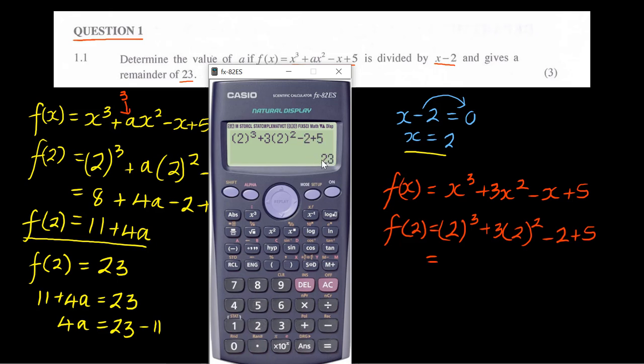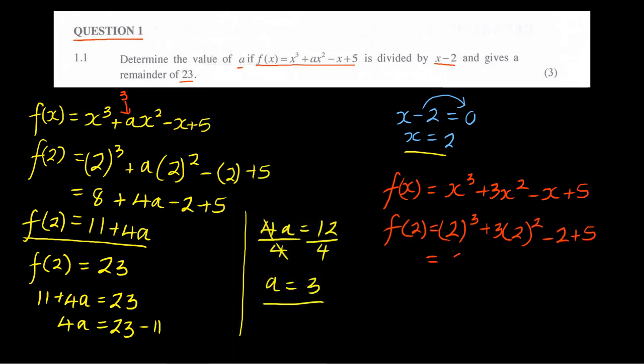I'm getting my 23. Remember, they told us that the remainder is 23. So I'm getting that particular 23, which means it is correct. So that was the answer. Let's move on to the next question.